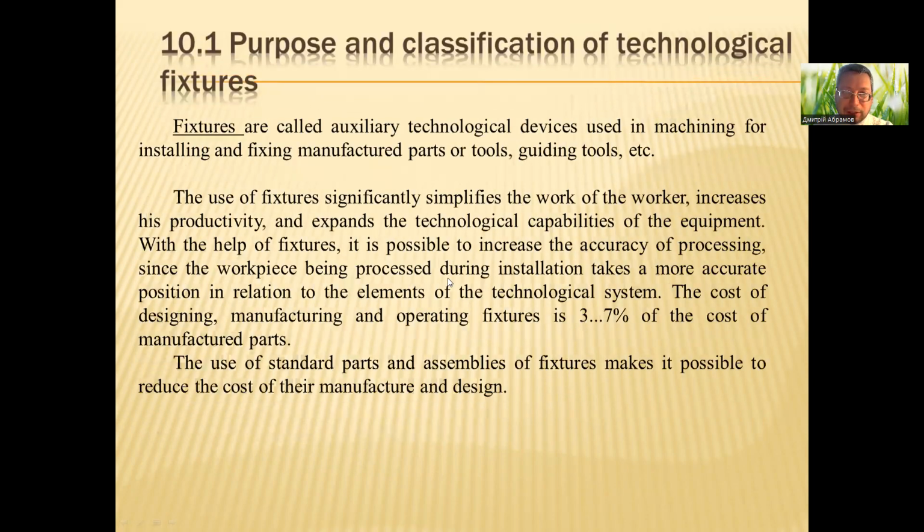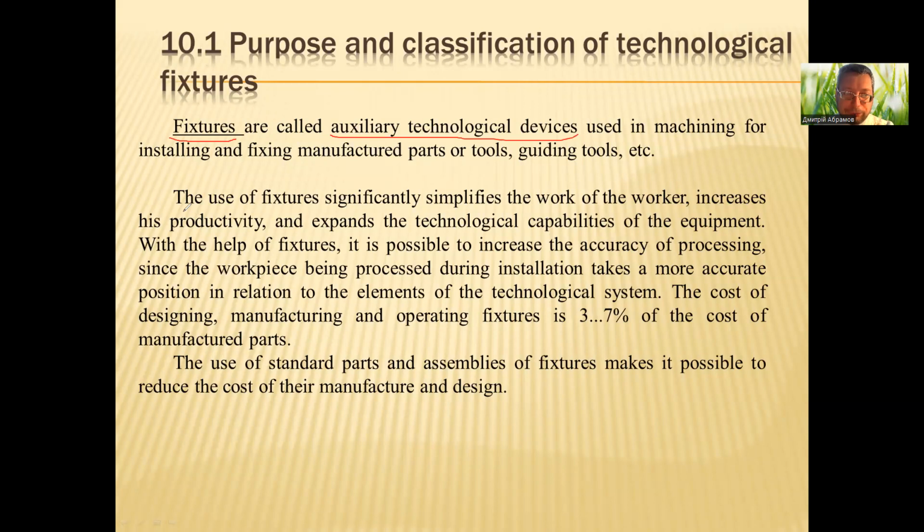And we'll start item 10.1, Purpose and Classification of Technological Fixtures. And what are fixtures? Fixtures are called auxiliary technological devices used in machining for installing and fixing manufactured parts or tools, guidance tools, etc. So fixtures are auxiliary technological devices.